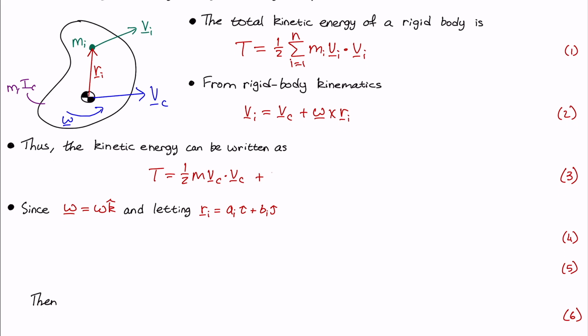Plus, and there's no summation there because it acts purely at the center of mass, plus 1/2 times the summation from i equals 1 to n of mi times the quantity omega crossed with ri dotted with itself. So another omega cross ri.